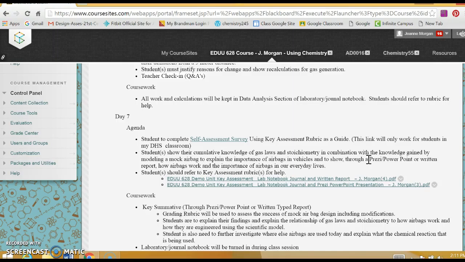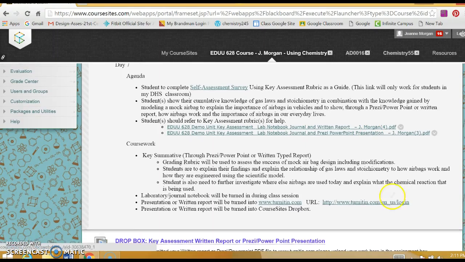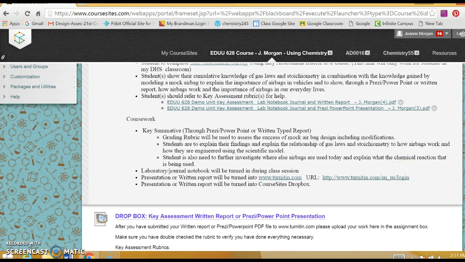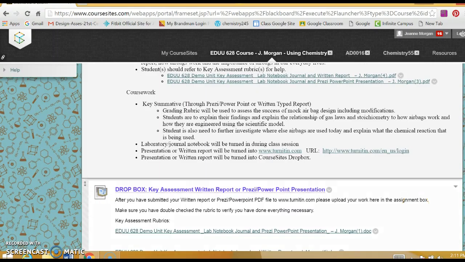I think when they do this self-assessment, and this is also again done through a Google Doc, then they do their key summative assessment on a PowerPoint or written report, and they have a Dropbox. We've talked about how they have to turn it in to turnitin.com. That's all spelled out in the rubric. So it's spelled out in the rubric, 45% for the key portions, but they have to do this, turnitin.com.